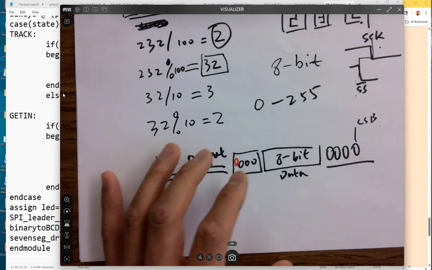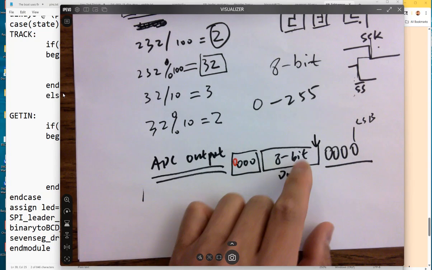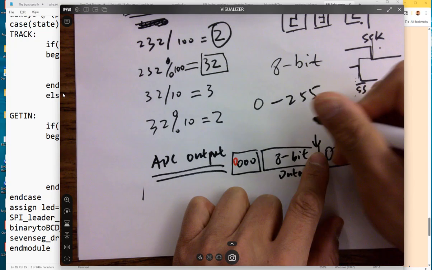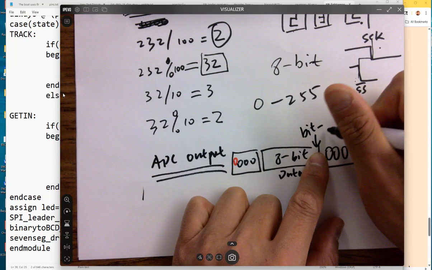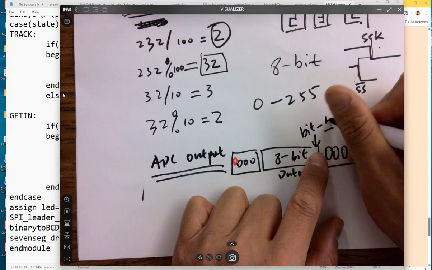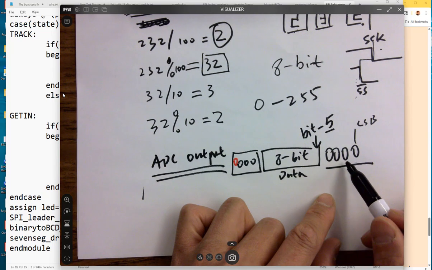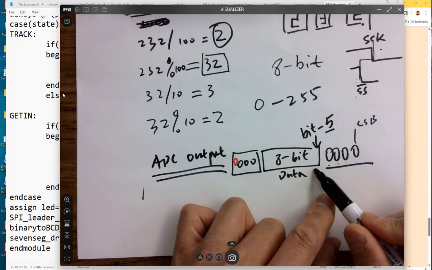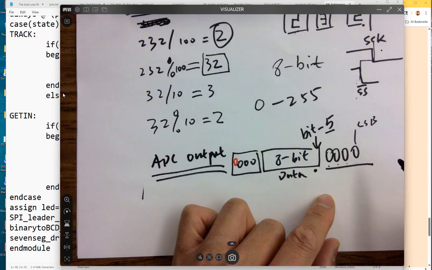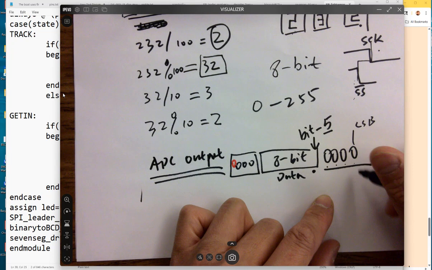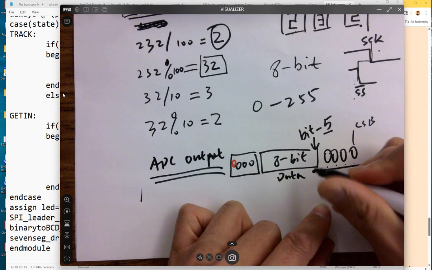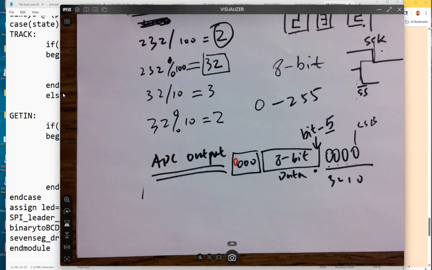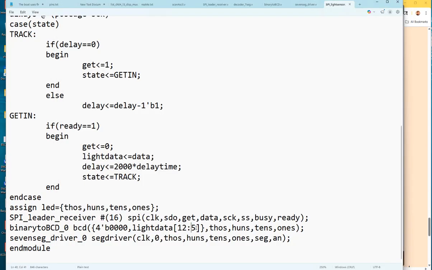Now, what is this bit? It's bit what? Bit 5. Oh, it's actually bit 4. Is it? Yeah, it's actually bit 4. 0, 1, 2, 3. It's bit 4. So if this is bit 4, this becomes a problem though.